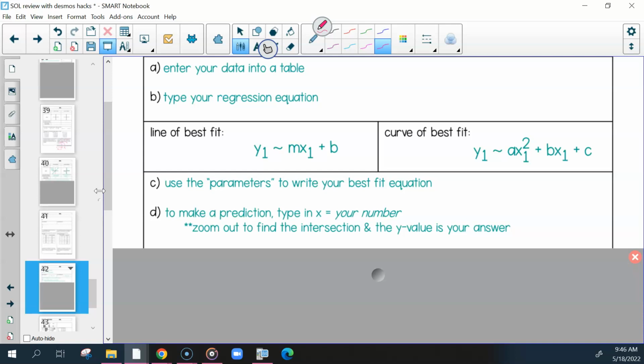To make a prediction, type in x equals whatever your number is, and then zoom out to find the intersection. So you could do that, or use the table like we were doing before. So we'll do both, so you can see both. Wait, what unit was this? Line of best fit was the line of best fit unit. Curve of best fit is part of quadratics.